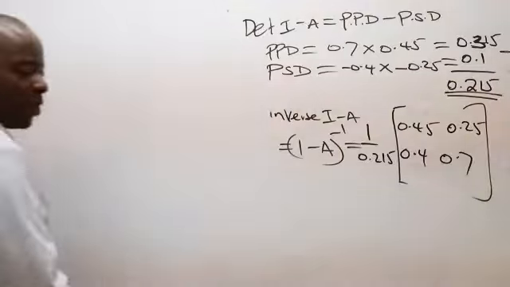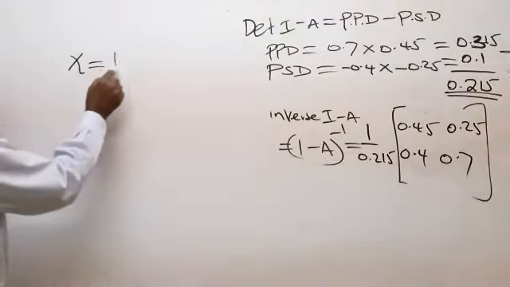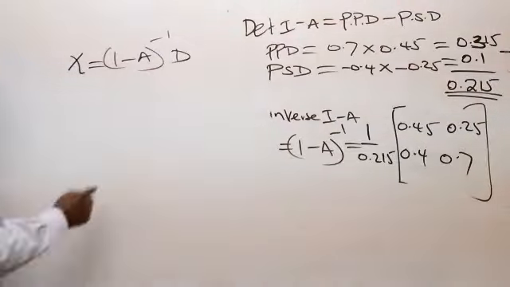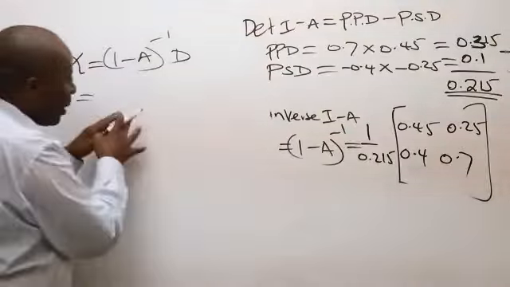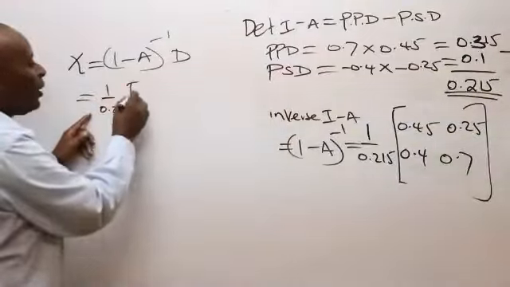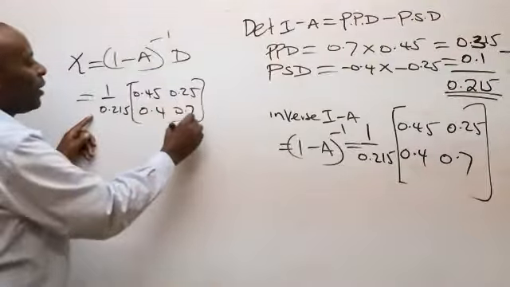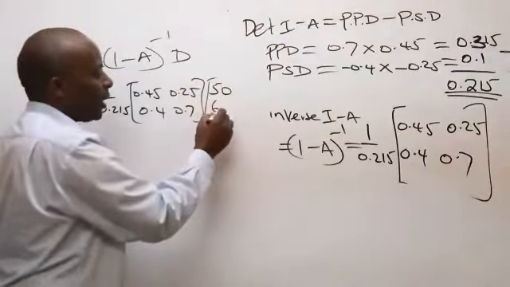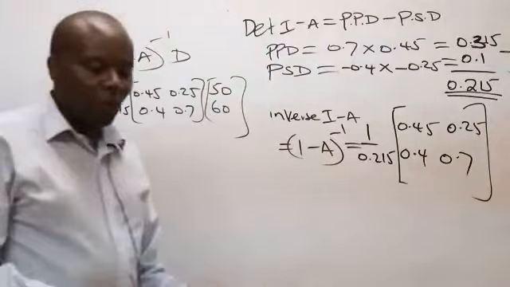What you're supposed to do here is to remind them of the model. Our model is x equals I minus A inverse multiplied by D. If I feed my parameters into my model, then I minus A inverse is 1 over 0.215 into 0.45, 0.25, 0.4, 0.7 multiplied by D. Our D, if you remember very well, which is final demand, was 50, 60.